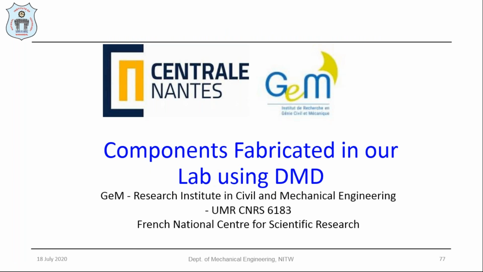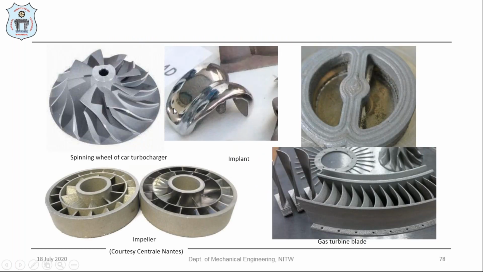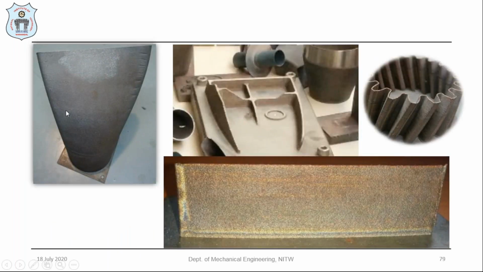These are some of the components which were fabricated in our lab. Some of the application components we have are an impeller, gas turbine blades, and implants, which are fabricated directly with the DED process. You can see some of the turbine and the air duct I mentioned, and some other components, and a very thin wall we have also fabricated. These are the components fabricated in the DED process.